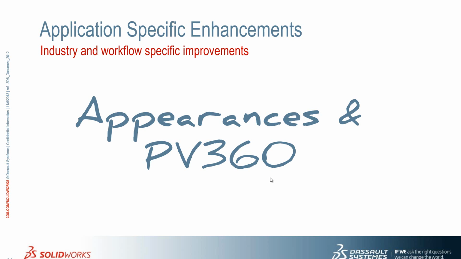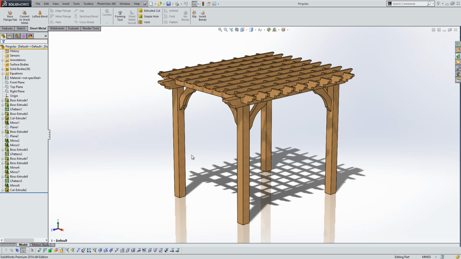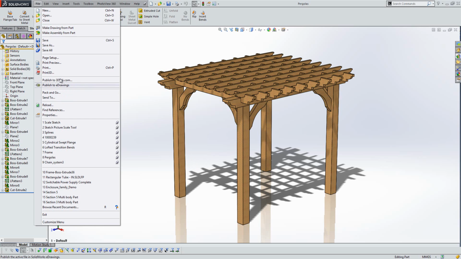Okay, so now we'll run you through the improvements in 2014 to Appearances and PhotoView 360. Okay, so the first improvements we've seen here are with regard to the Save As options.